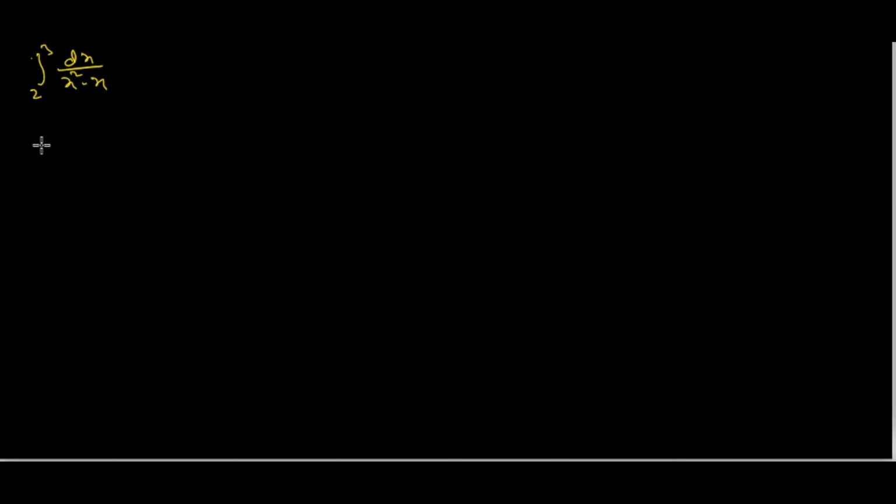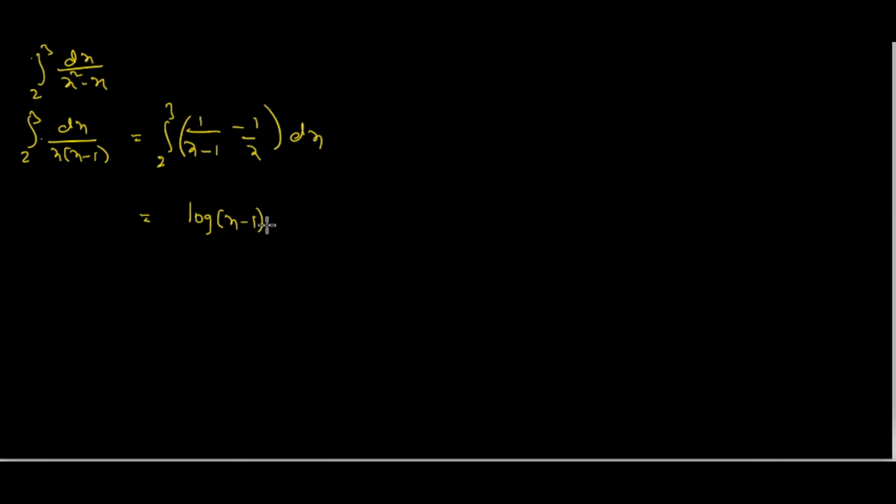Integration of 2 to 3 dx by x square minus x. That is equal to integration of 2 to 3 dx by, take x common, x into x minus 1. This 1 by x into x minus 1 is written as 1 by x minus 1 minus 1 by x, that is from partial fractions. So integration of 2 to 3, 1 by x minus 1 integration is log of x minus 1, minus 1 by x integration is log x. So upper bound 3, lower bound 2.